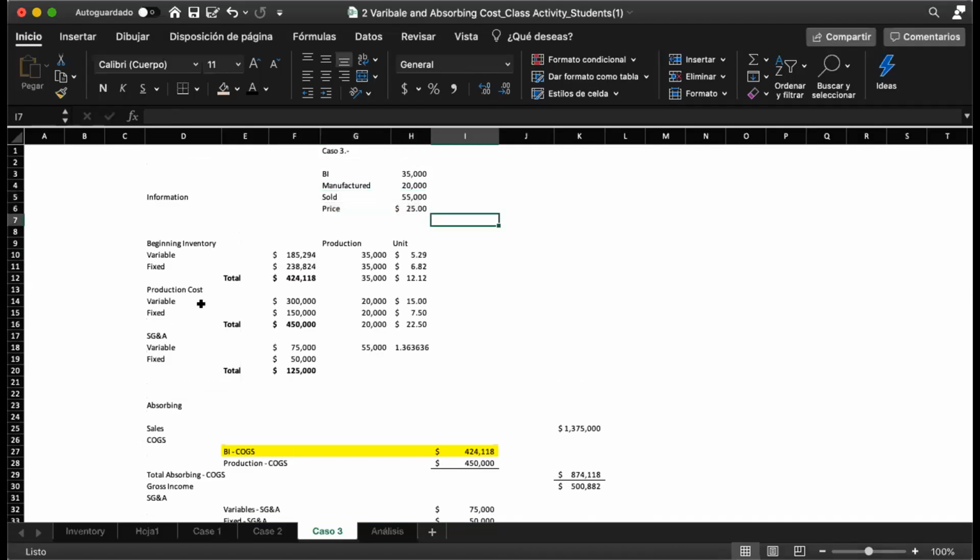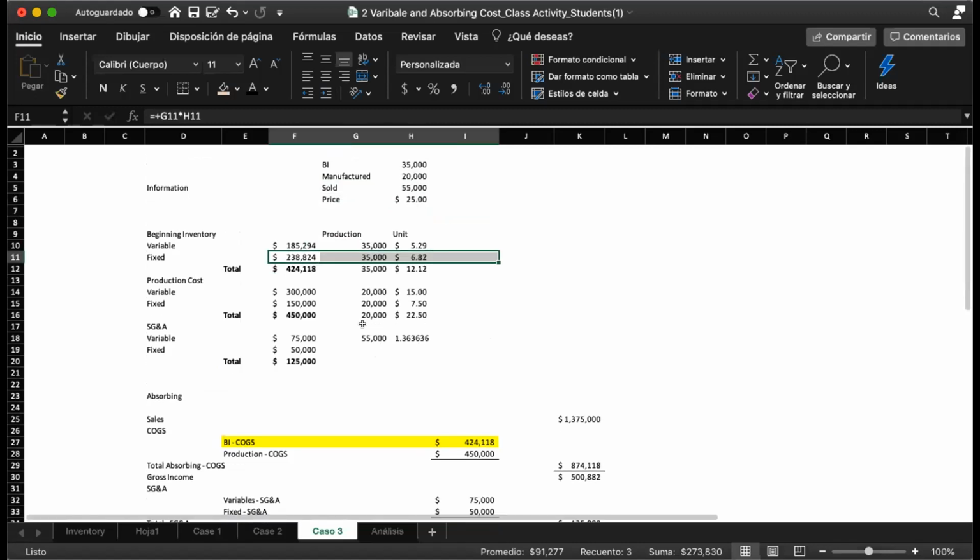Las sales. Y ya con lo demás sacamos lo que nos piden.